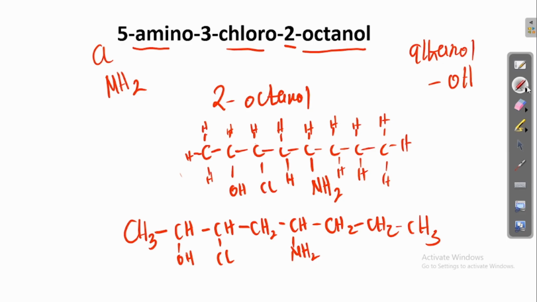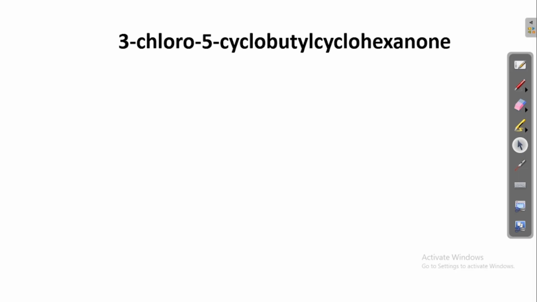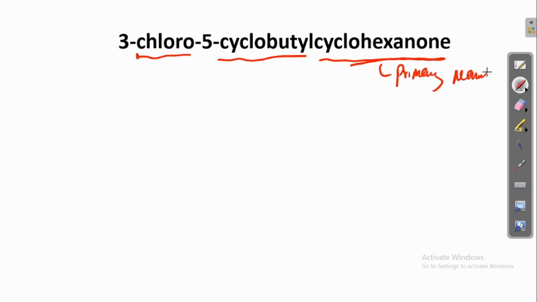So let's look at another one. Let's look at the last one here. The last one is a little bit complicated, so I want you to pay very close attention. If you check it very well, the last one I've seen here is 3-chloro-5-cyclobutylcyclohexanol. So this is the parent name, or the main name. It's called cyclohexanol. Many people will not be able to get this one.